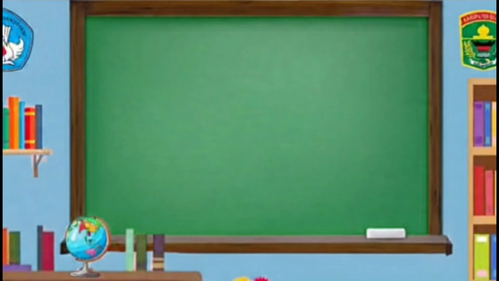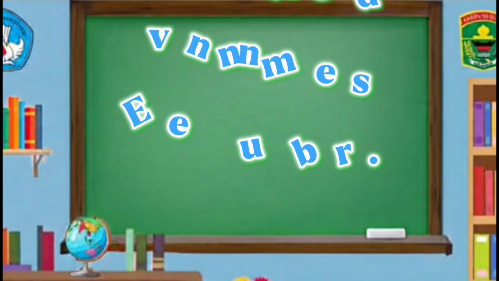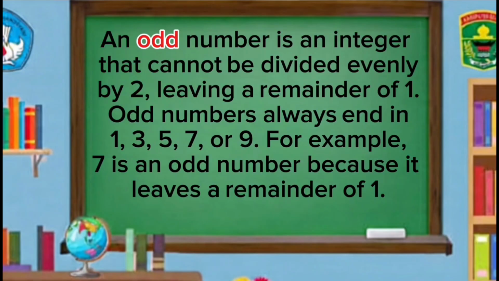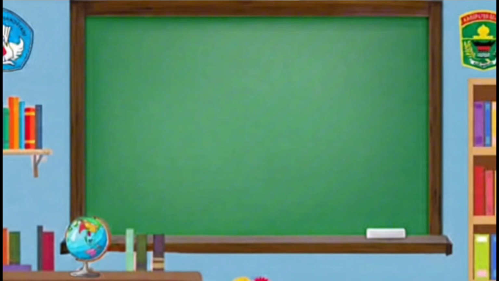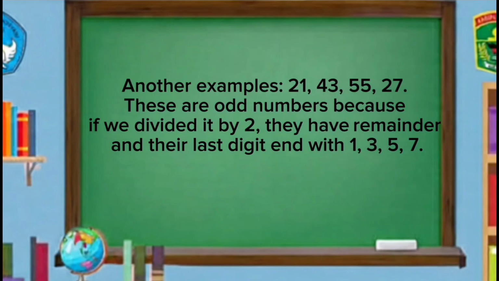All right. Our topic is identifying odd and even numbers. An odd number is an integer that cannot be divided evenly by 2, leaving a remainder of 1. Odd numbers always end in 1, 3, 5, 7, and 9. For example, 7 is an odd number because it leaves a remainder of 1. Other examples: 21, 43, 55, 27.